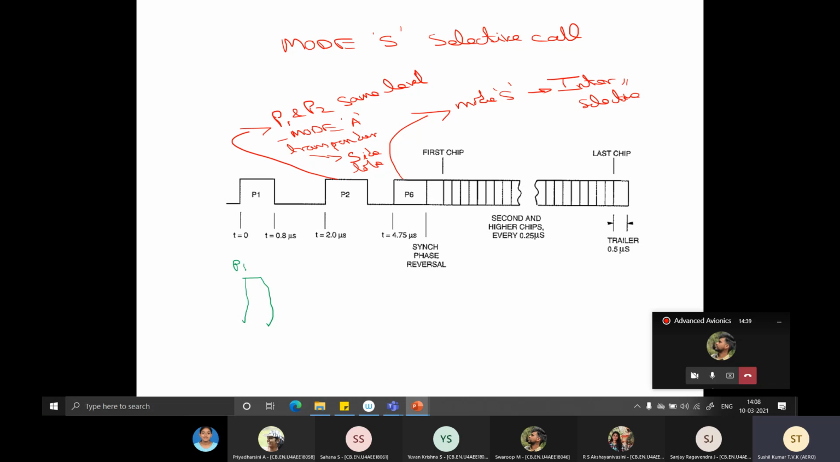So you have P1, P3. The distance between P1 and P3 is going to give you the mode. Okay. But how do I ensure that this mode C doesn't respond to it? And assuming that they're perfectly 21 microseconds, but still, I don't want the mode C to respond. A very simple solution.